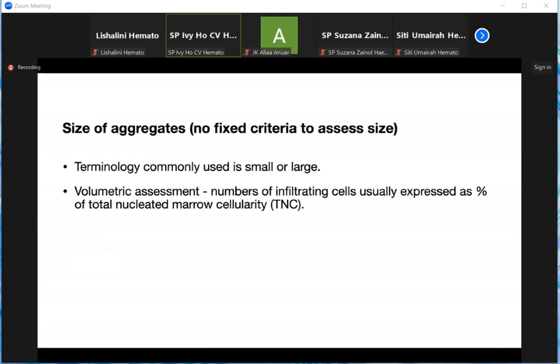And the size of these lymphoid aggregates. Bear in mind that there's no fixed criteria to assess size. Although just now I showed you less than 3 mm, more than 3 mm, and some studies do say that, actually there's no consensus, no fixed agreement about the size. The terminology is quite subjective. We use small aggregates or large aggregates, and of course you can give a more specific assessment. The number of infiltrating cells can be expressed as a percentage of total nucleated marrow cellularity, TNC.